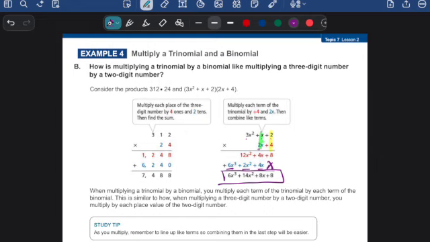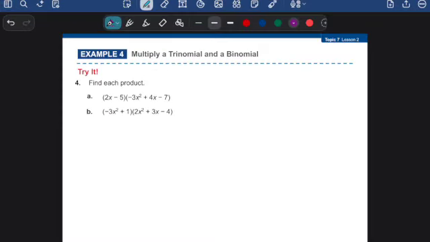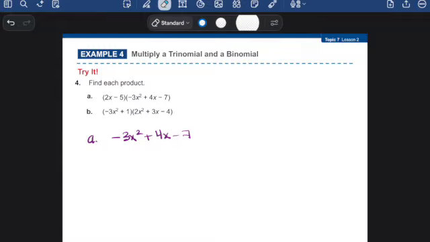So here's a third method you can use, which might be helpful, especially as our polynomials get higher degrees. Okay, we have more terms in there that we're multiplying. You can choose the area model, or you can multiply vertically. So let's practice. We're going to practice multiplying vertically for part A. So I'm going to write the larger polynomial on top, negative 3x squared plus 4x minus 7. And then the second polynomial will be written underneath, lining up my like terms.